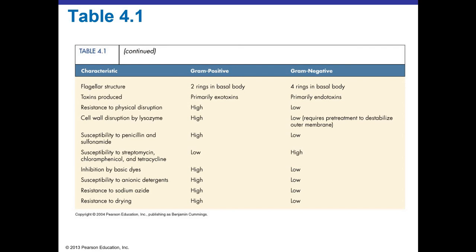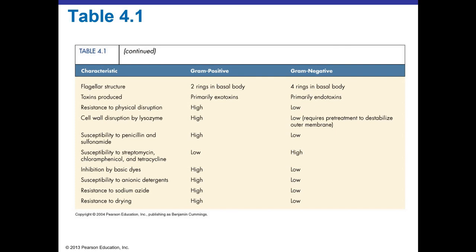So when we wash our dishes and things, we're mostly getting our normal gram-positive flora on there, so that makes sense. Resistance to sodium azide. This sodium azide is an inhibitor of the electron transport chain. It is easy for it to get into the gram-positive, but not into gram-negatives, so we often include it in some of our solutions.